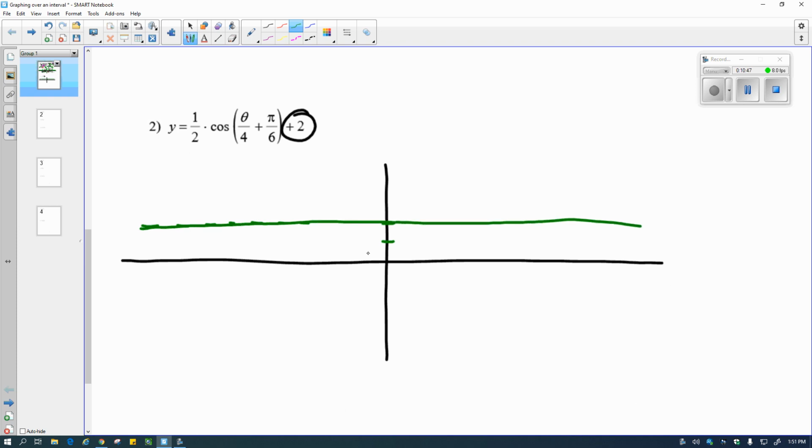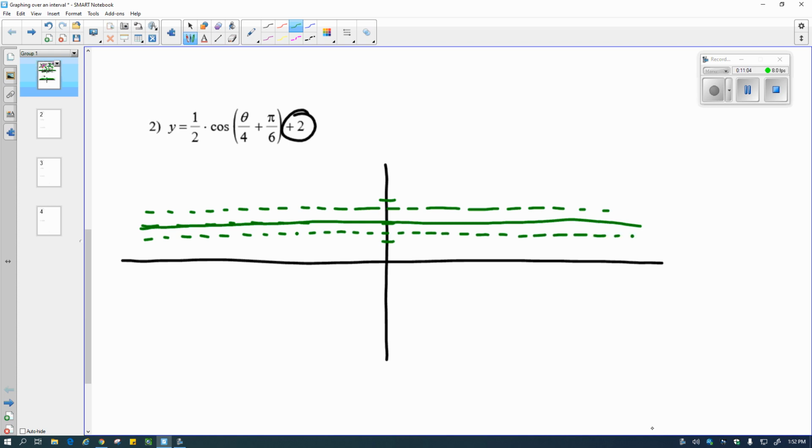From there, it's going to go a half a unit above and a half a unit below. So if I were to do my next tick mark, I'd have it blocked in a half a unit above and a half a unit below. So this is going to be sort of a scrunchy little graph. All right, so those are my max and min sort of blocked out portion that came from moving up 2 and my amplitude of a half above and a half below.